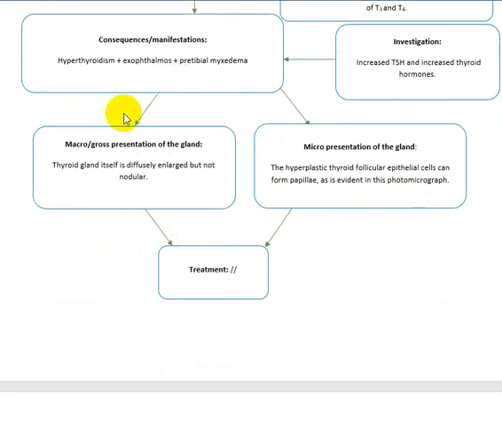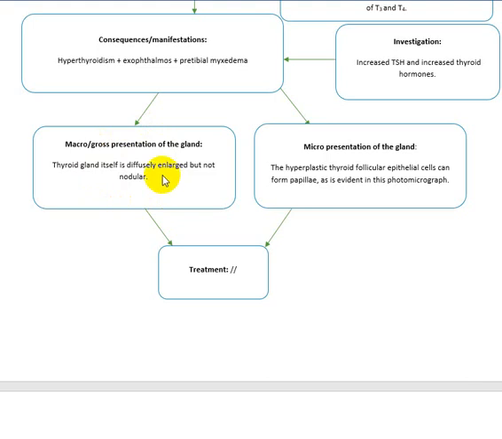We have the macro presentation of the gland. The thyroid gland itself is diffusely enlarged but not nodular. So in Graves' disease, the thyroid gland is diffusely enlarged, but it is not nodular. It is not nodular because we initially said that nodularity is due to both repair and degeneration, as in the case of inflammations.